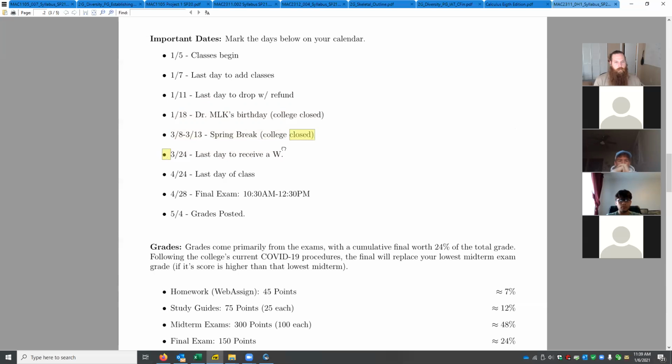The last day to receive a W, if you decide that this class isn't going well or there's just absolute chaos in your life and there's no way that you can get through the class with the grade you need, the last day to withdraw with a W is the 24th of March. And then exactly 1 month later is the last day of class. So our last lecture will occur on or before the 24th of April.